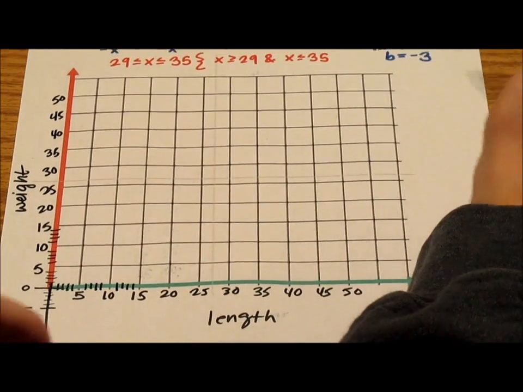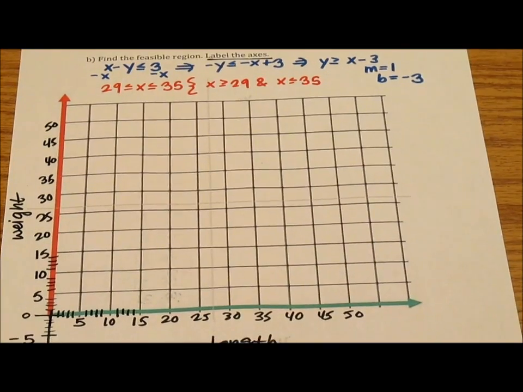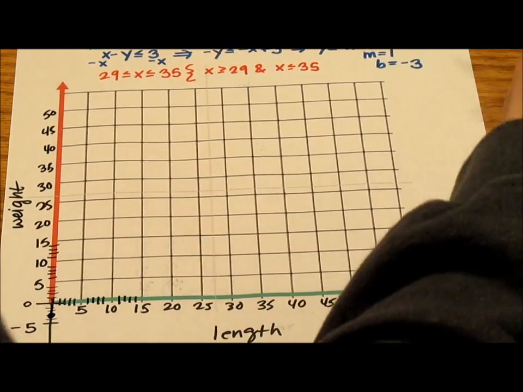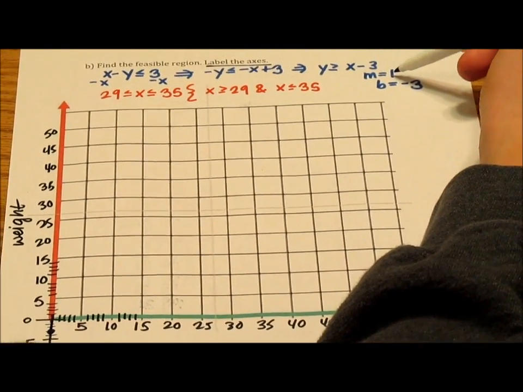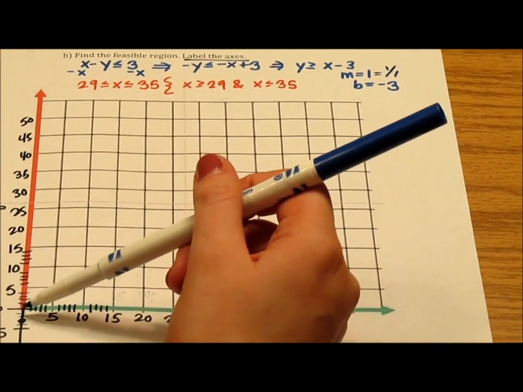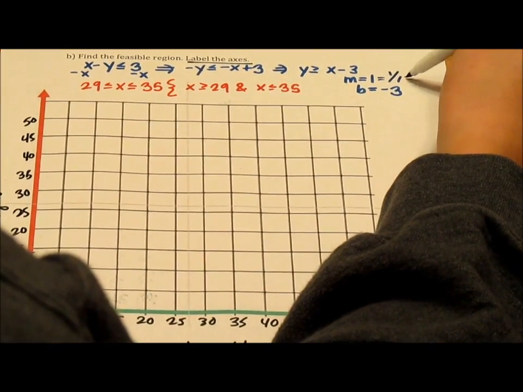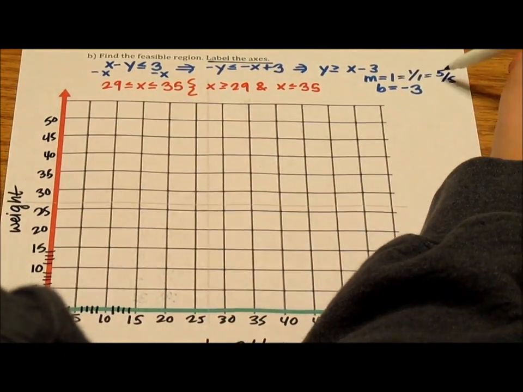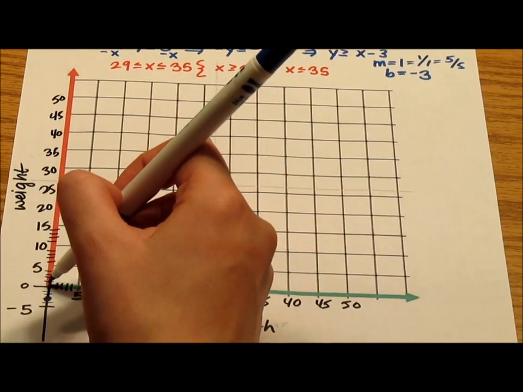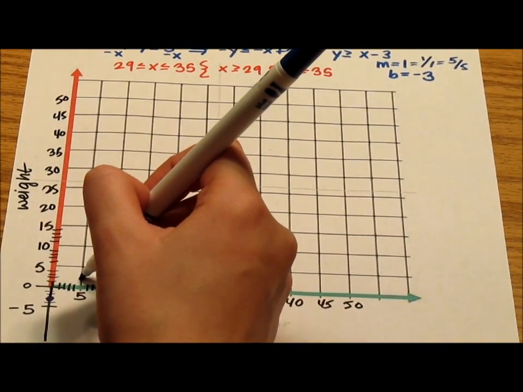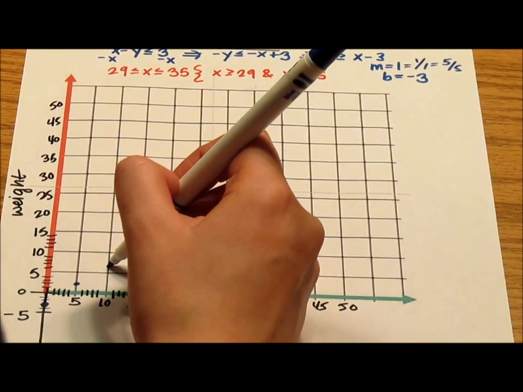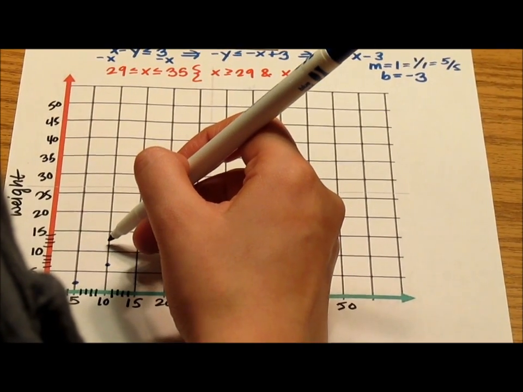Okay, so let's go back to blue. I'll keep this open. My b is -3, so I put a dot at -3. And my slope is 1, and that means the same as 1 over 1. So I'm going up 1 over 1, up 1 over 1. But my tick marks are so small. Okay, 1 is the same thing as 5 over 5. 5 divided by 5 is 1. So I'm just going to go up 5 over 5 to save time. So 1, 2, 3, 4, 5 over 5.